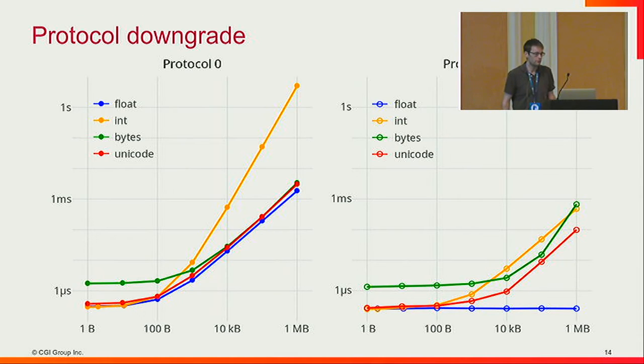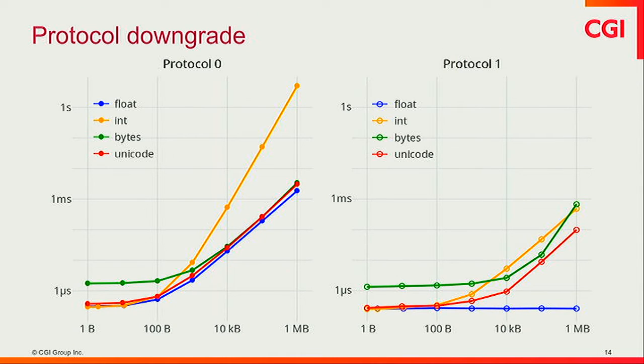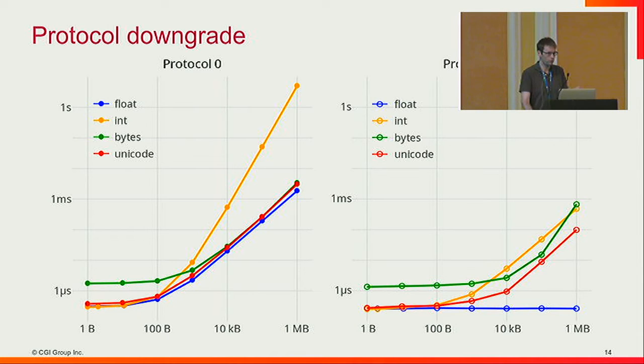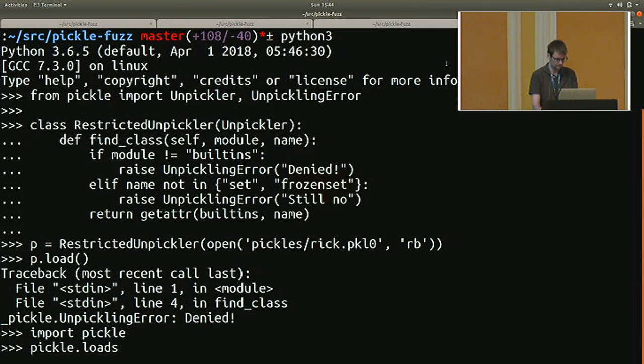The first example that we have of a denial of service with pickles is that the sender of a pickle is who gets to choose what version of pickle is used. To understand that, we need to go a bit into the history of pickle.